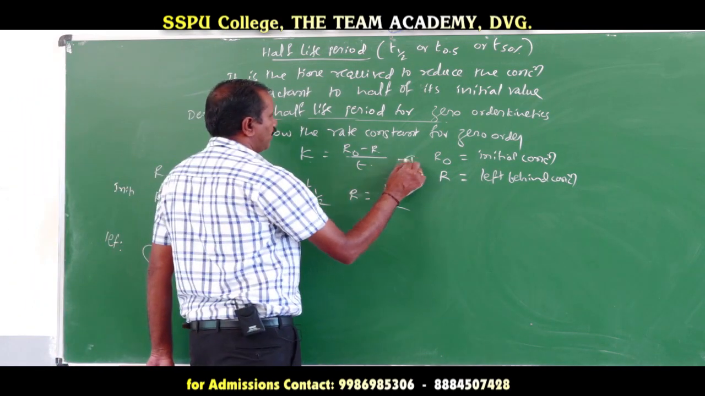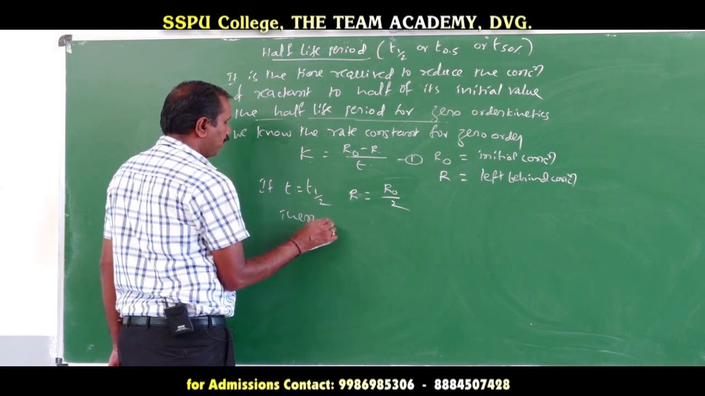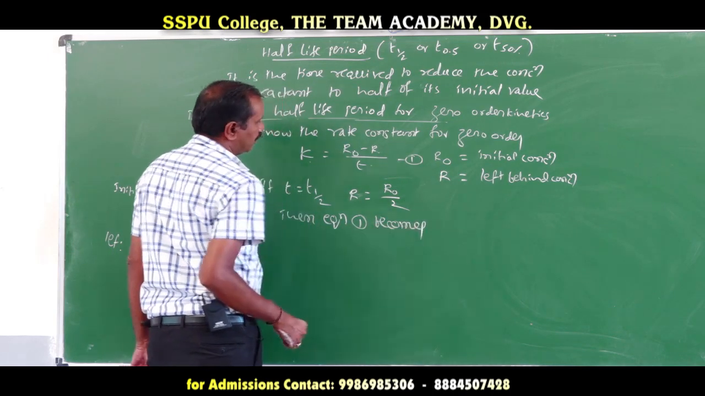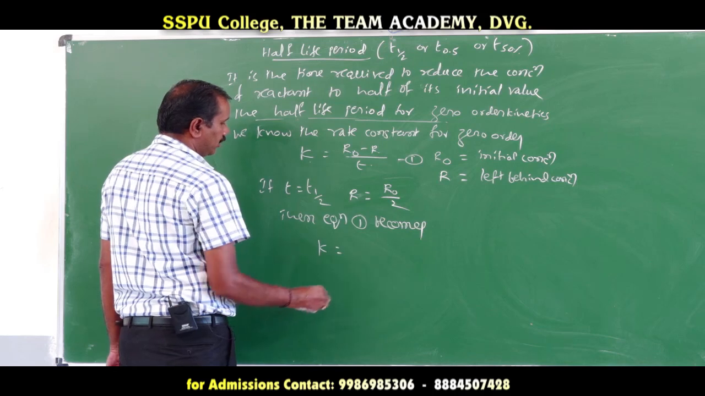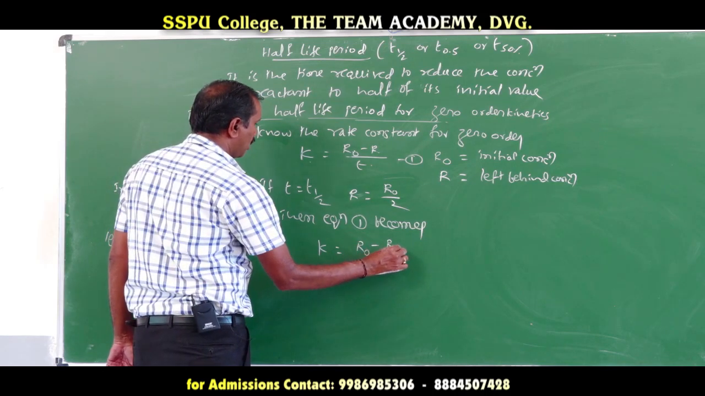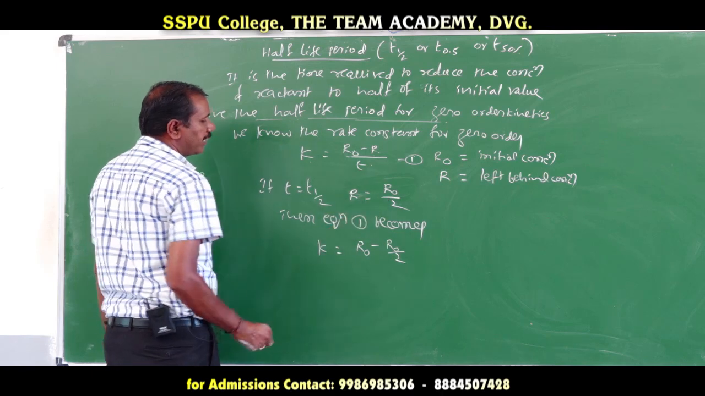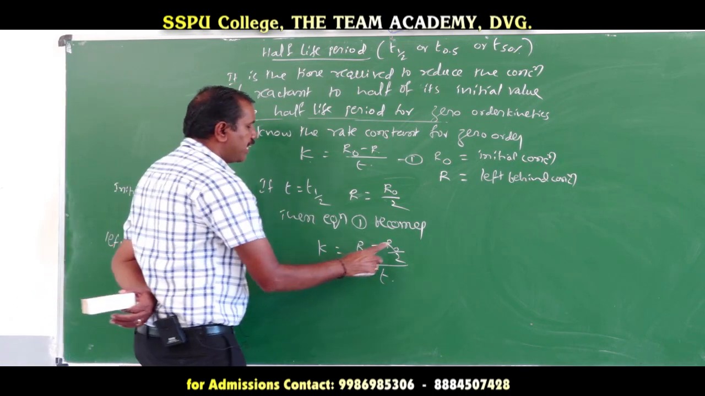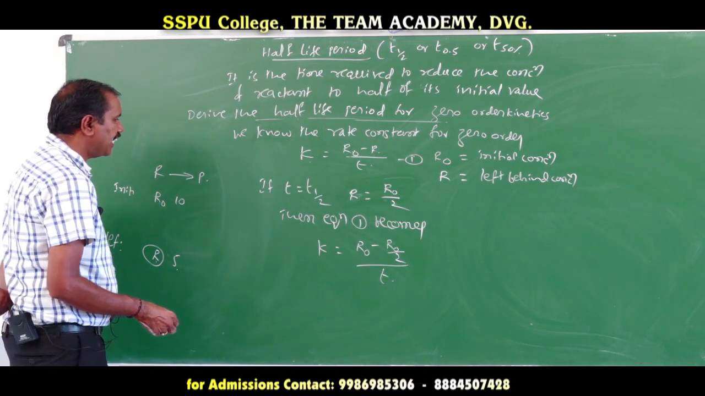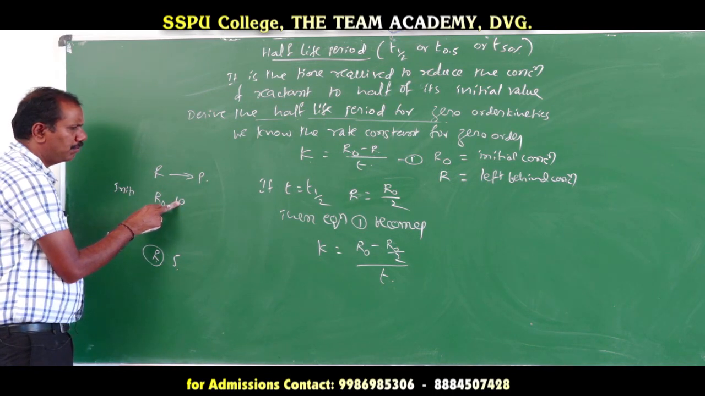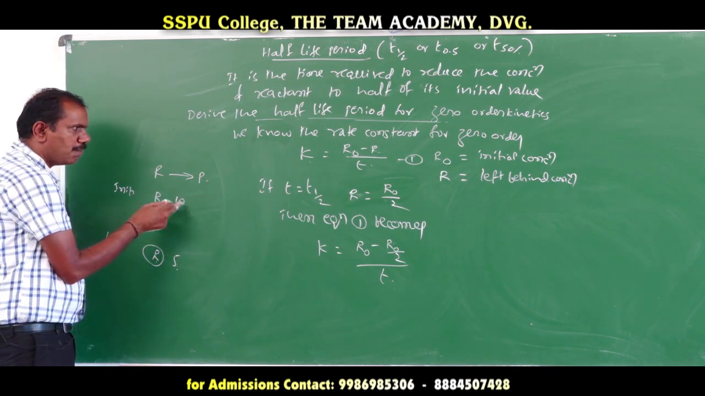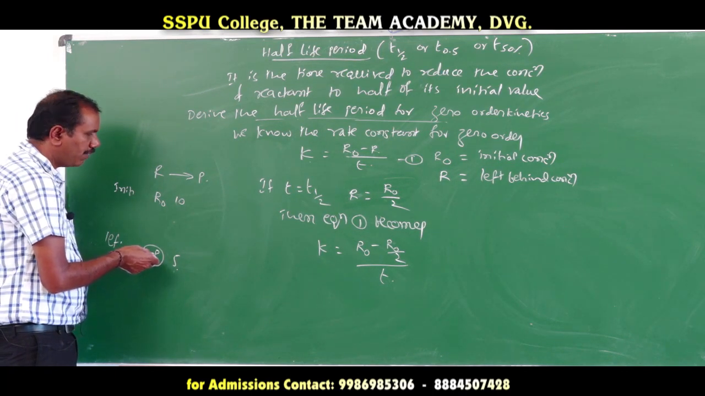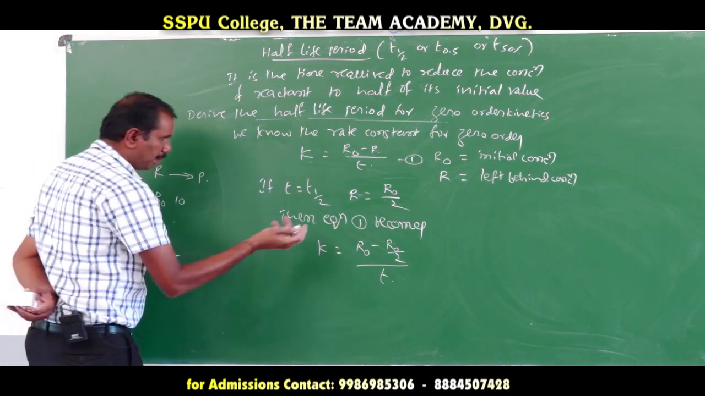This is equation 1. Then equation 1 becomes K equals R naught minus R naught by 2, where the R value is R naught by 2, divided by t. R naught minus R naught by 2: R naught is 10, R naught by 2 is 5, 10 minus 5 is 5 only. And 5 is nothing but R naught by 2 only.